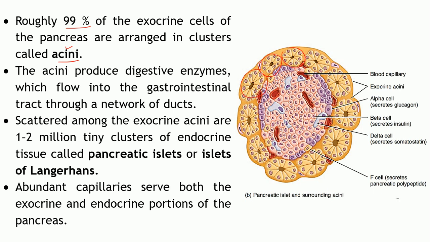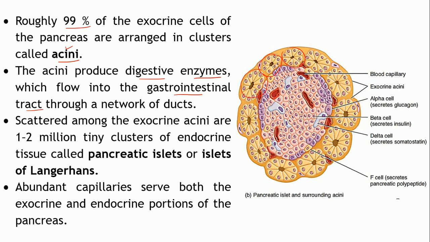Okay, so acini, what is the function? It is to produce the digestive enzymes. So these will flow into the digestive tract through the several ducts as we have seen, pancreatic duct, accessory duct. Okay, so it will be joined with the common bile duct, and through the hepatopancreatic ampulla it will enter into the small intestine, the first part of the small intestine, that is the duodenum.